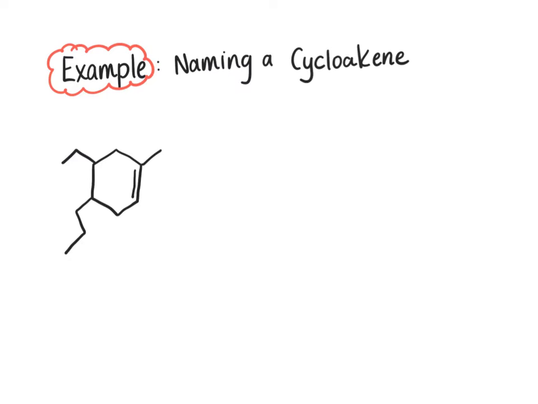Okay, so now we're going to go through naming of a cycloalkene. Again, we're going to start by looking at our parent chain. I'm going to highlight that in yellow. Our parent chain is going to contain our double bond, and the name of that parent chain is going to be cyclohexene. We do not need to include a number for the double bond because that double bond is always between carbons 1 and 2 when it's in a ring.